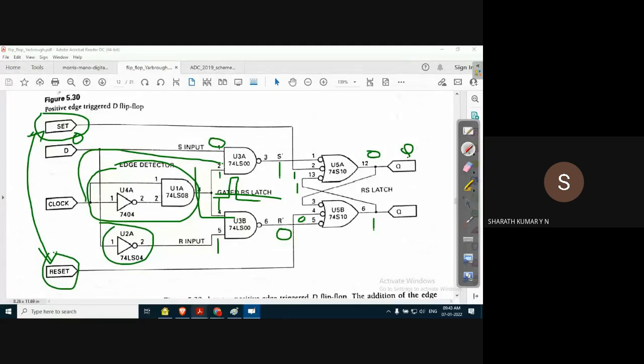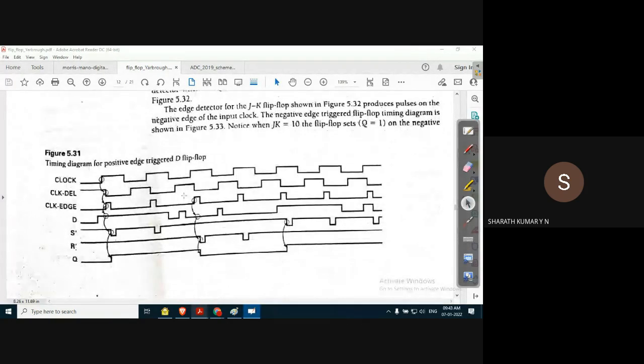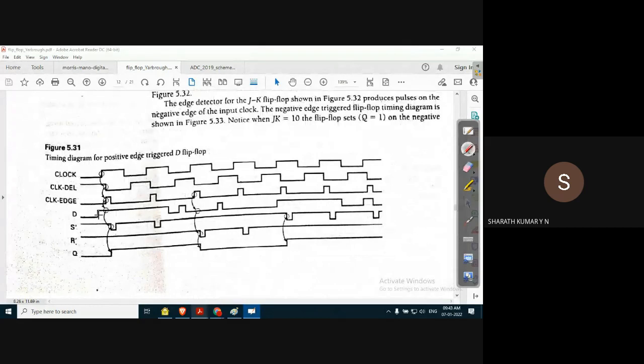So Q should be equal to 0, Q bar is equal to 1. When S dash is 1 and R dash is 0, Q is 0, Q dash is 1. Okay, fine. This concept we understand using this timing diagram. So what should have been the initial cases? Ideally, when D is set to 1, Q should have been set to 1. But it does not happen like that, because S dash is 1 and R dash is 1. When both are 1 1, it is a no change condition.